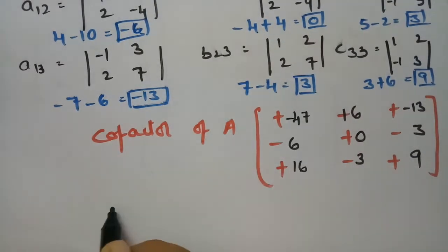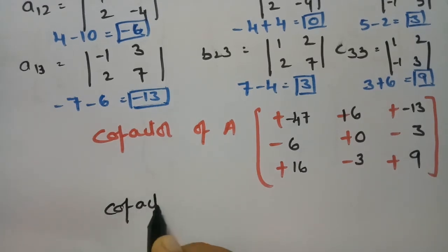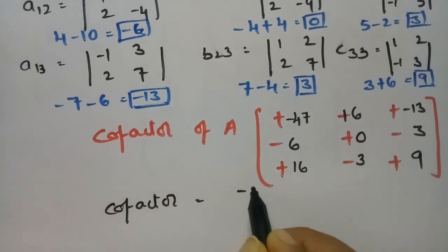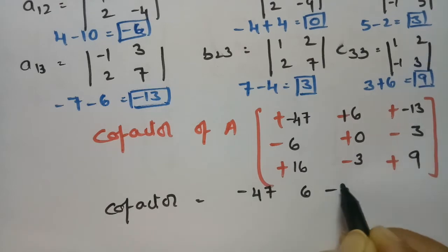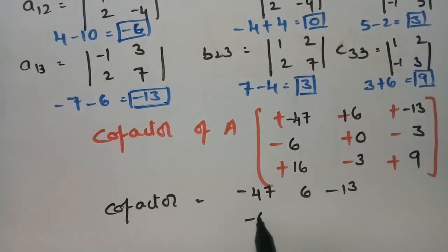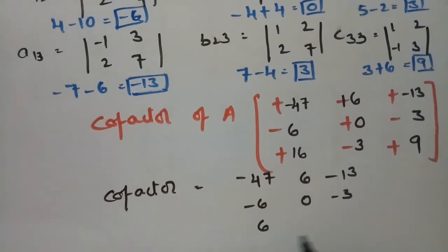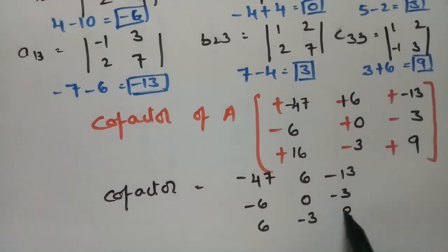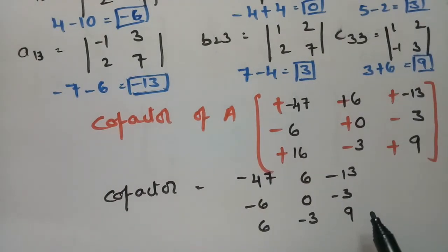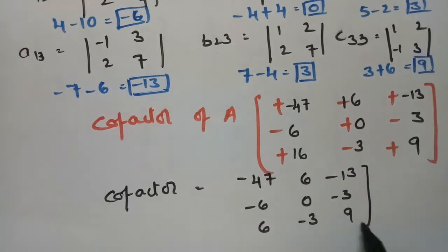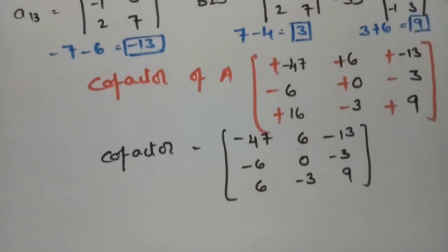So the cofactor is equal to, this is minus 47, plus 6, minus 13, and this is minus 6, 0. This is minus 3, and this is 16. This is minus 3, and this is plus 9. See here, this is the value we got after finding the cofactor.